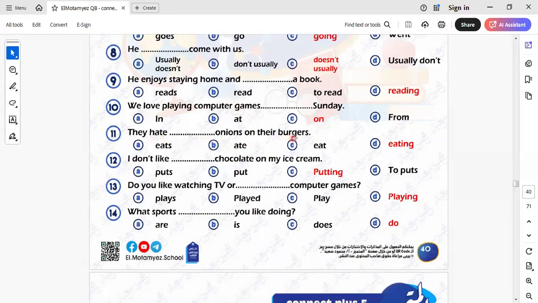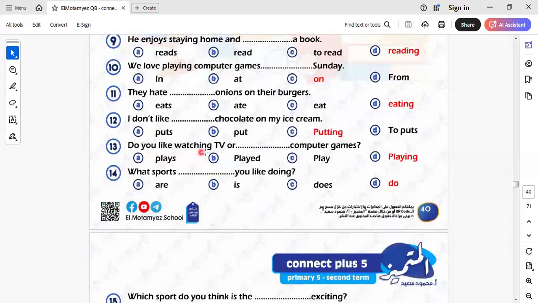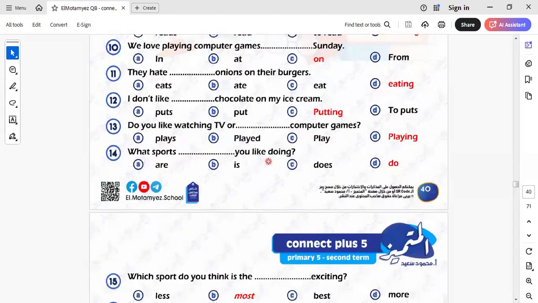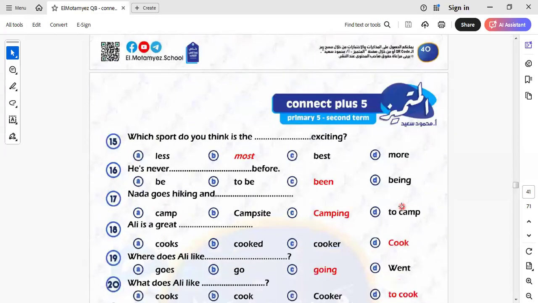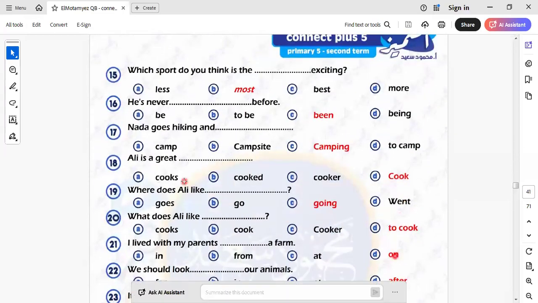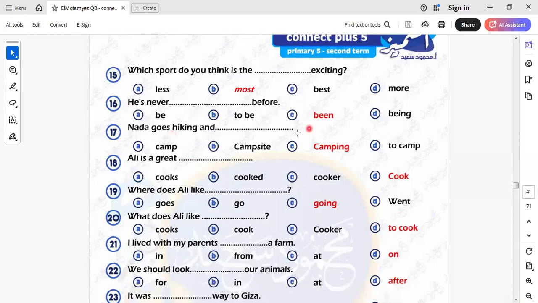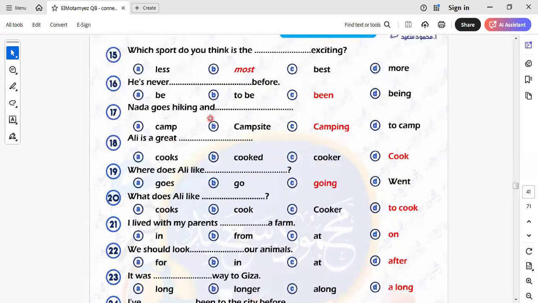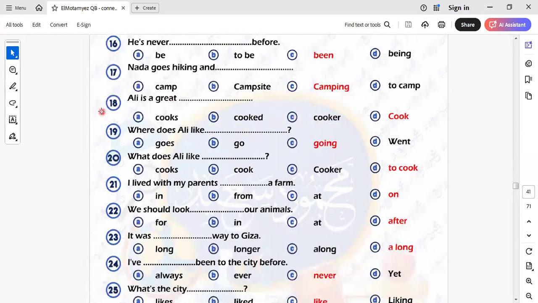They hate eating onions on their burgers. I don't like putting. Here: do you like watching TV or playing? What sports do you like doing? Let's go to another one. Here we have: he has never been before. Nada goes hiking and camping.